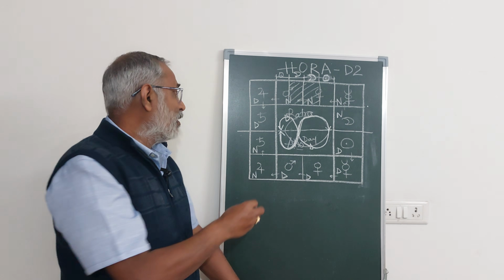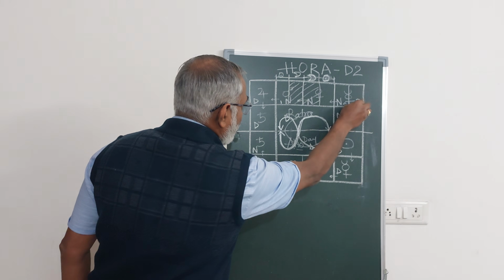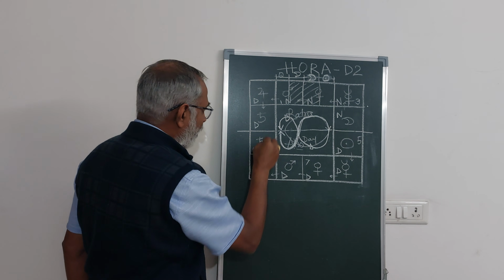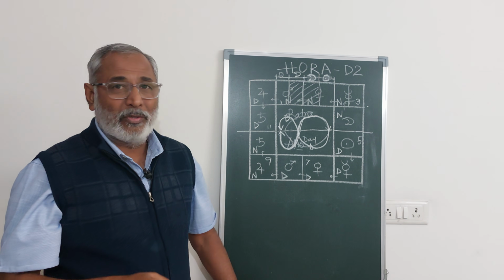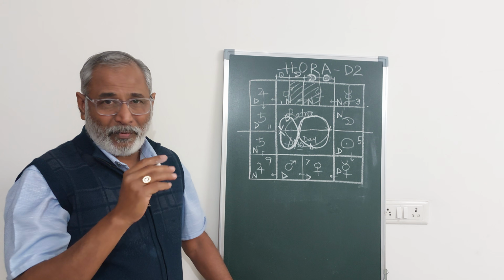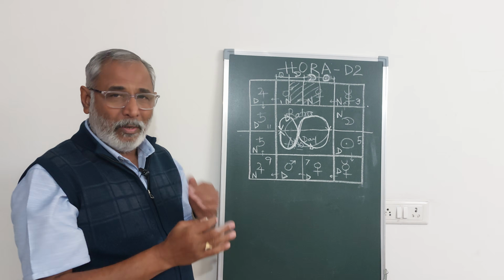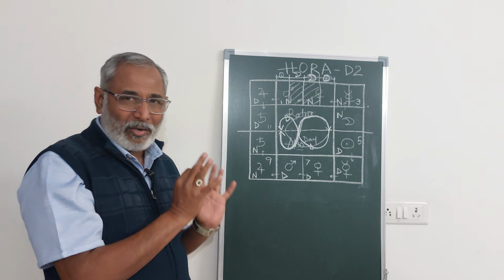For every even Rashi, the odd Rashis are these 1, 3, 5, 7, 9, 11. So the other ones are even. So the even Rashis are also divided into two pieces. The first piece represents the Moon, the second half represents the Sun. So it's a little complicated.